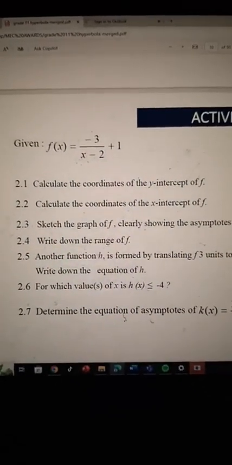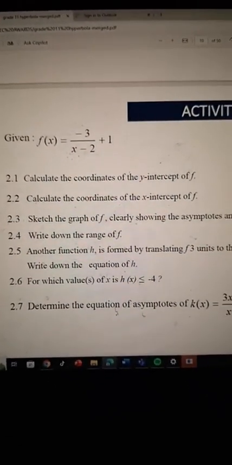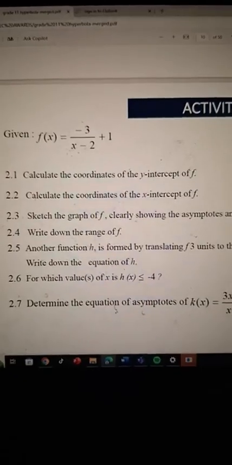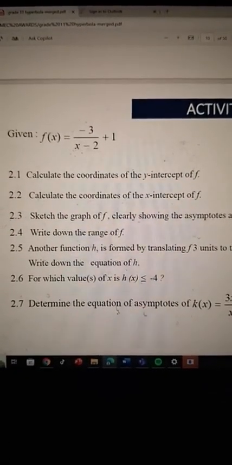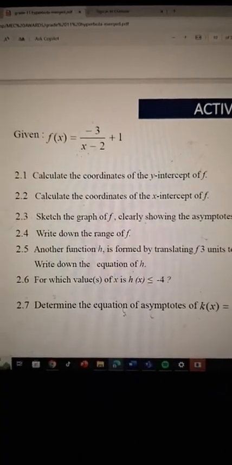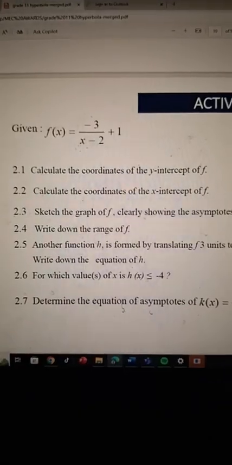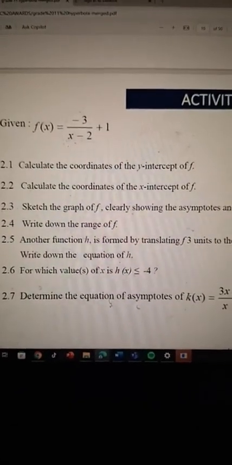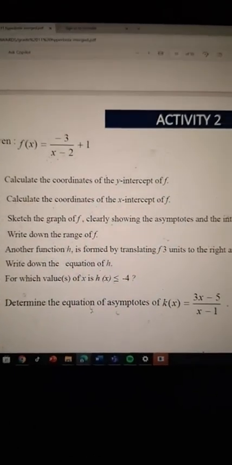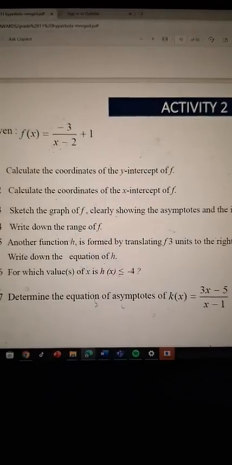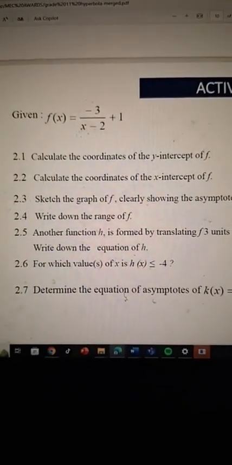It's equal to negative 3 over what? x minus 2 plus what? Plus 1. That is the function. f of x is equal to negative 3 over x minus 2 plus 1. So we're going to check on how we go about sketching that function first and foremost. So let us proceed, and let us see how we can save ourselves in this situation.